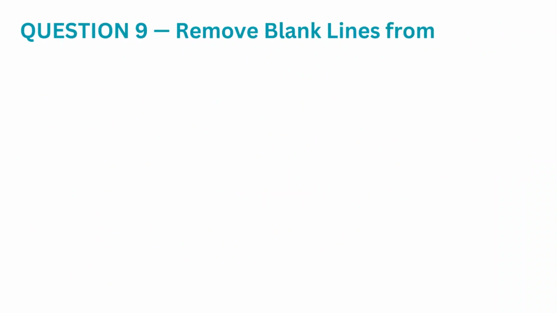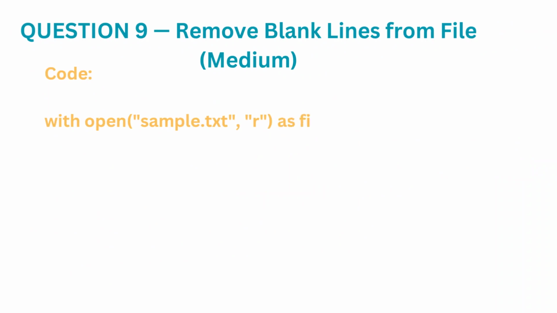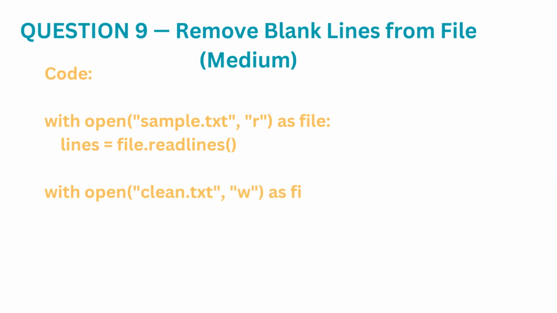And the next question is remove blank lines from file. For removing the blank lines from a file, we have to use the strip function that removes white spaces and keep only non-empty lines. So the code is with open sample.txt r as file, and lines should be file.readlines, with open function clean.txt w as file, and for line in lines if line.strip, then file should be write.